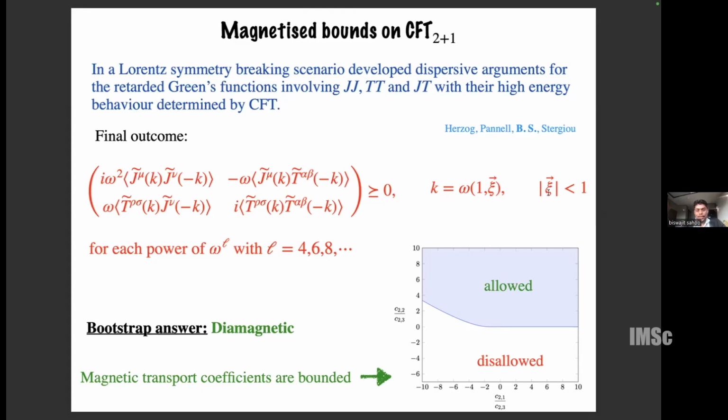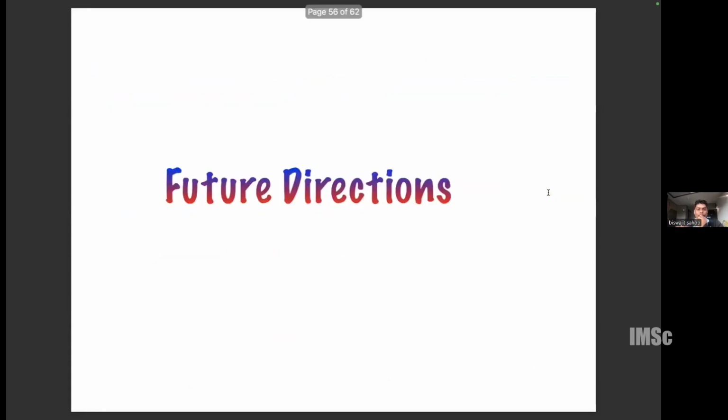So this is the statement: using bootstrap, you can answer various questions more generically, irrespective of the theories. For any generic CFT with a U(1) global symmetry in 2+1 dimensions will behave diamagnetically. And this is the kind of answer we can get.